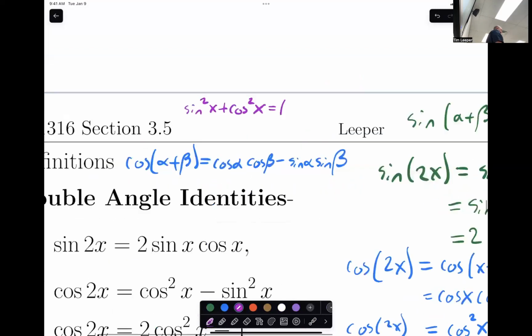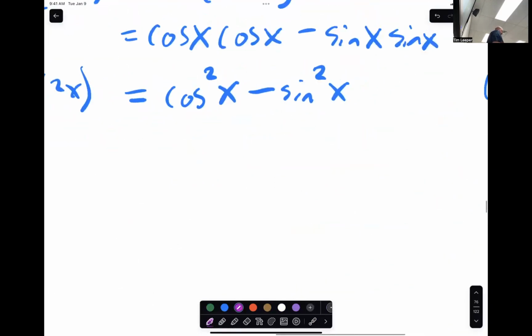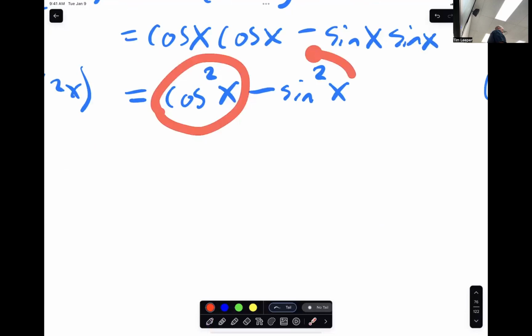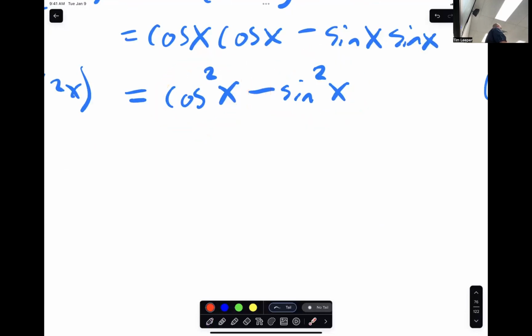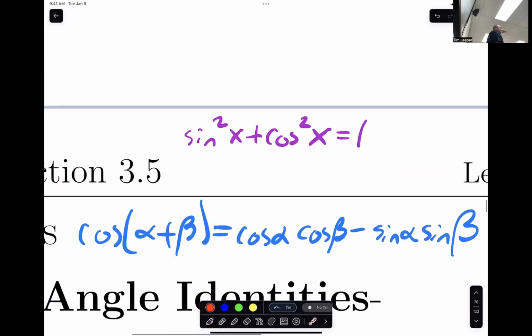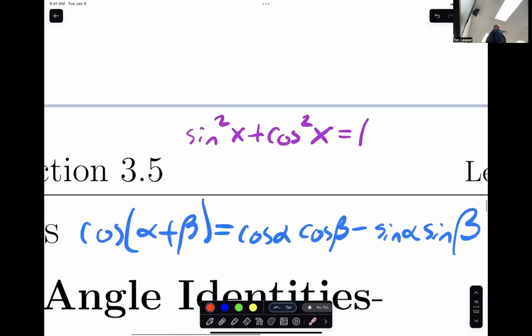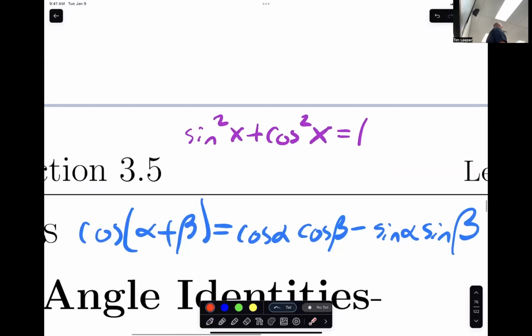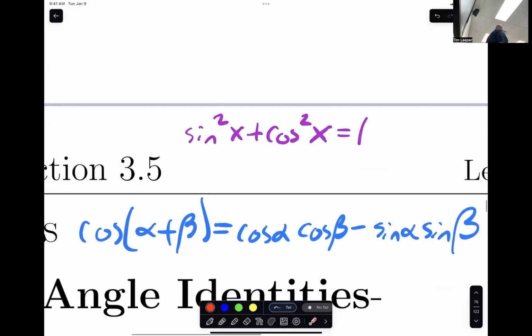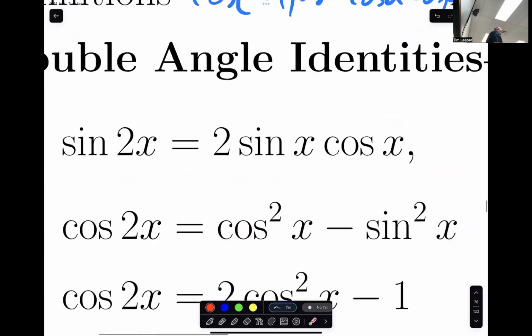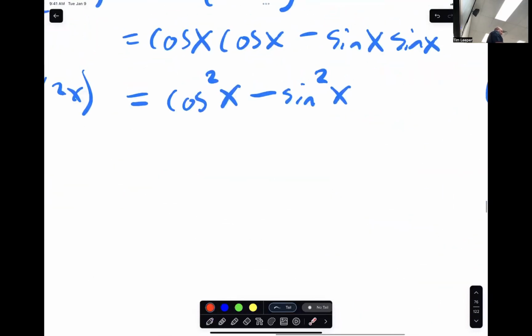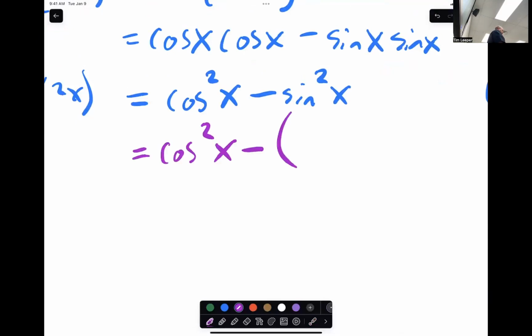So what I can do is take that idea down here and replace either cosine squared or sine squared with what it is. Up here, notice I could solve for sine squared by subtracting cosine squared, and so that would be 1 minus cosine squared. And I can solve for cosine squared by subtracting sine squared, so that'd be 1 minus sine squared. So coming down here, which one do we want to do first? 2 cosine squared? Okay. So we're going to replace this sine squared with the 1 minus cosine squared. Whenever we do that, that's going to give me cosine squared of x minus parentheses 1 minus sine squared of x.